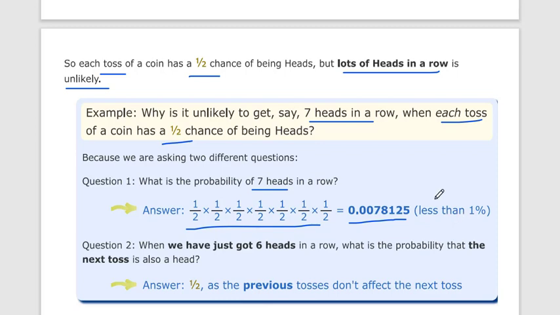This is the same as question 2, which said: let's assume we have just got 6 heads in a row. What is the probability that the next toss is also a head? It's always 1 by 2, because the next toss does not depend on the previous outcome. But if you want to find 7 heads in a row, or 7 tails in a row, you have to multiply all the probabilities of the particular events.